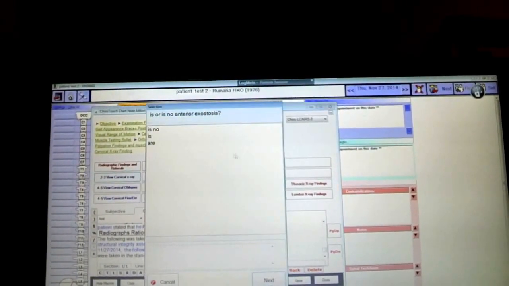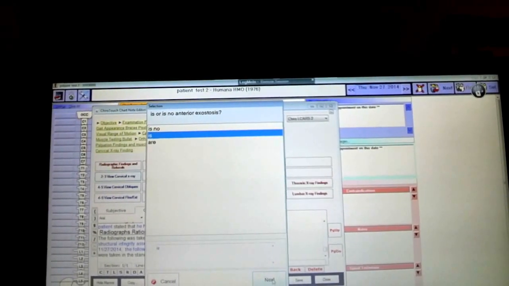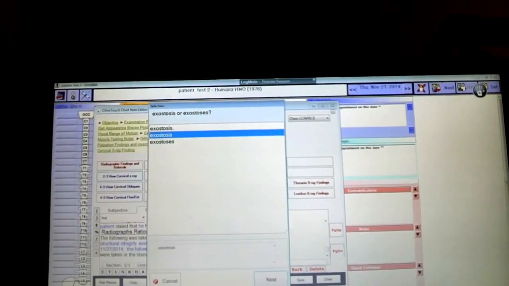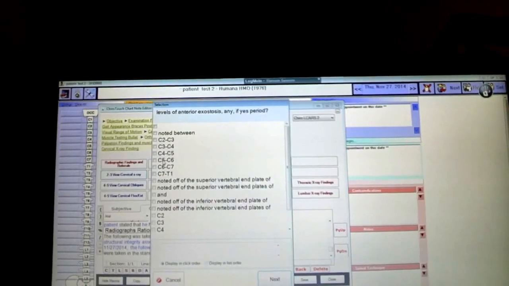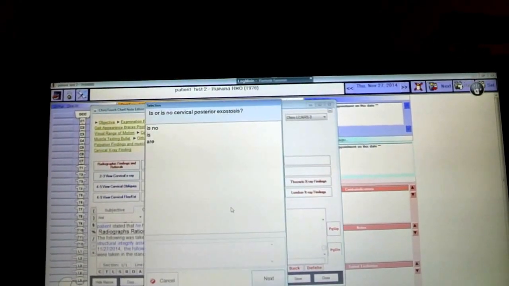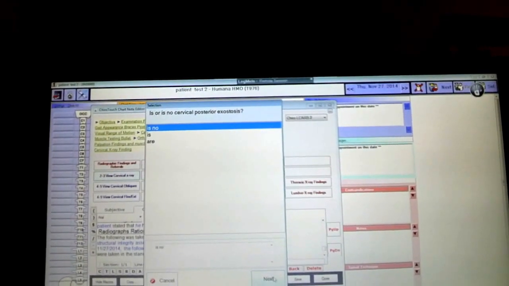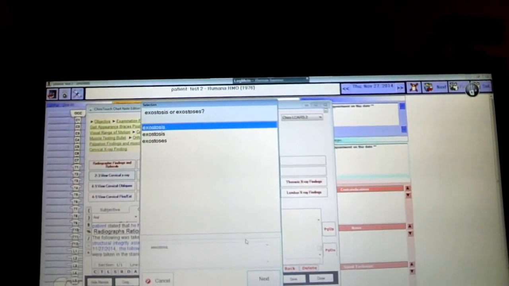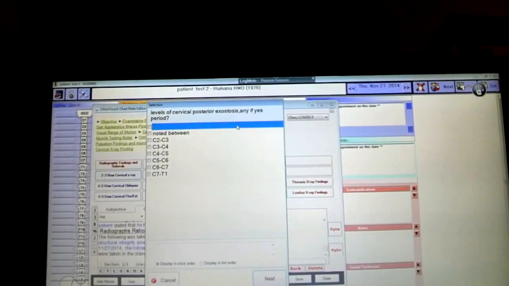No degenerative joint disease noted. There is anterior exostosis noted between C5 and C6. Between C5 and C6, we end that with a period. There is no posterior exostoses. If there were, we would put down where they were located, so this doesn't apply.